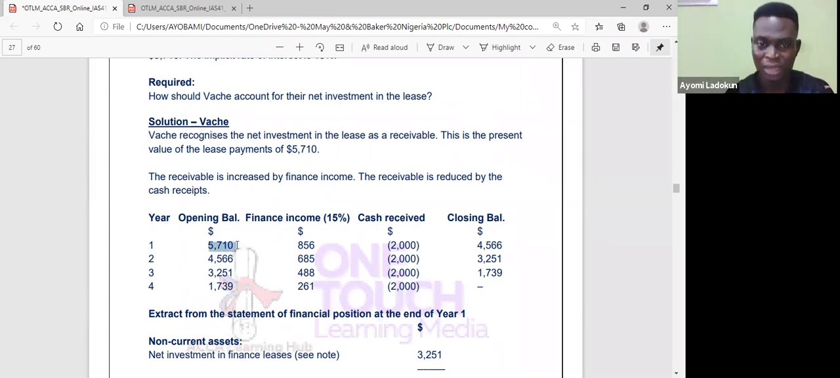So I will now bring that present value. You know, he has computed it for me. If he did not compute for me, I will discount to present value. I look at fixed payment, variable payment, residual value guarantee, unguaranteed residual value, amount purchase option, termination penalties. I put it together. I discount to present value. But as he discounted it for me here, I'll now compute the finance income. I just compute 15% of 5,710, so that I can increase the carrying amount by the finance income, and I reduce it by that 2,000. You know, this 2,000 I'm paying is cash received.